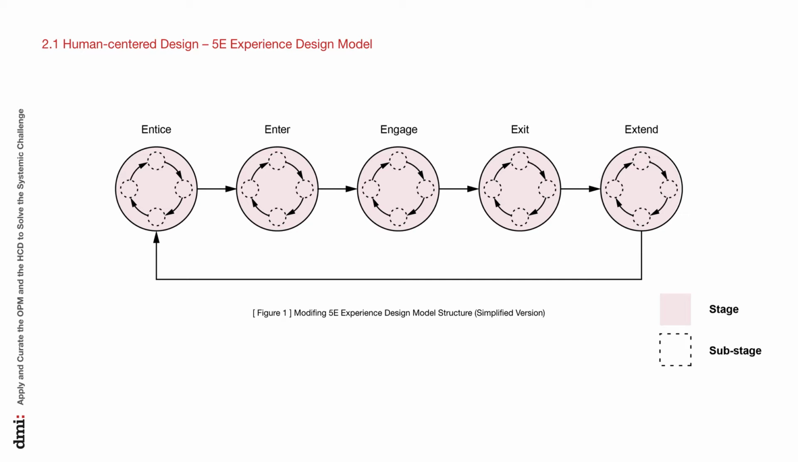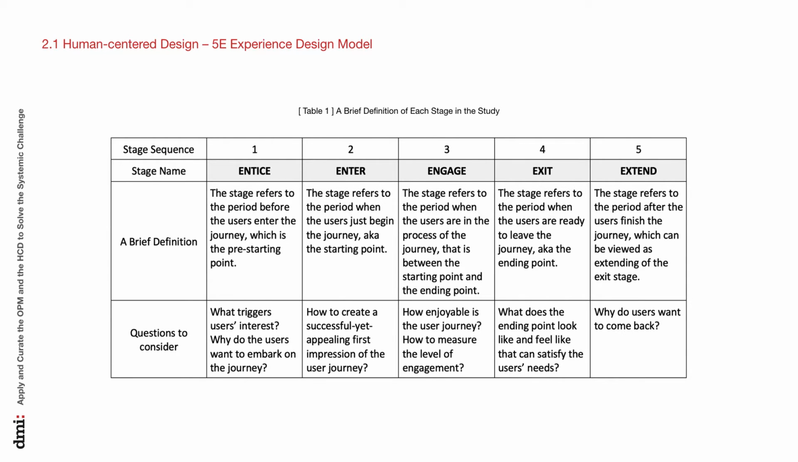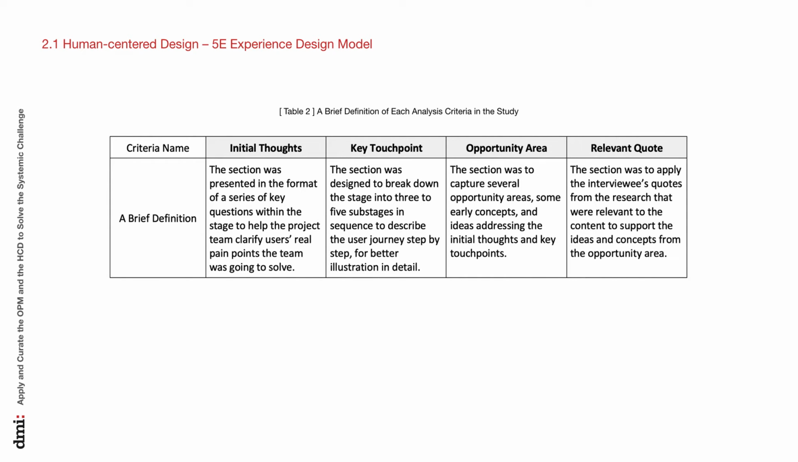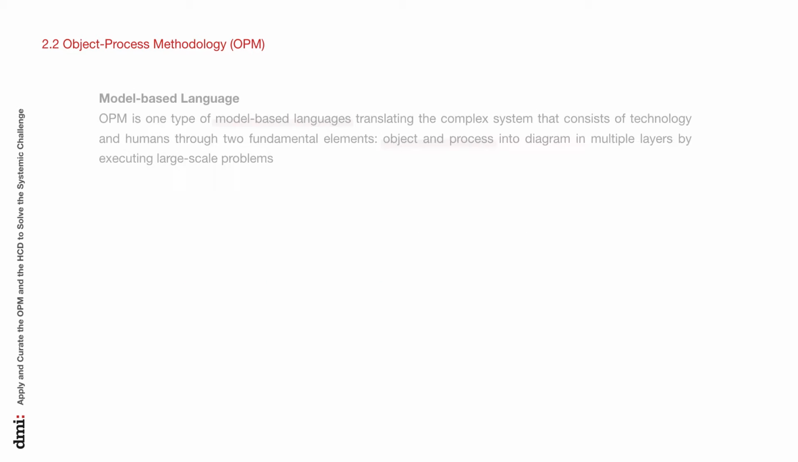The model in the study is unique in that within each stage, there are 3 to 5 sub-stages. Therefore, it has a more in-depth yet comprehensive capability to illustrate the existing user journey. The following table shows a brief definition of each stage and each analysis criterion designed for the study. And let's move on to OPM.